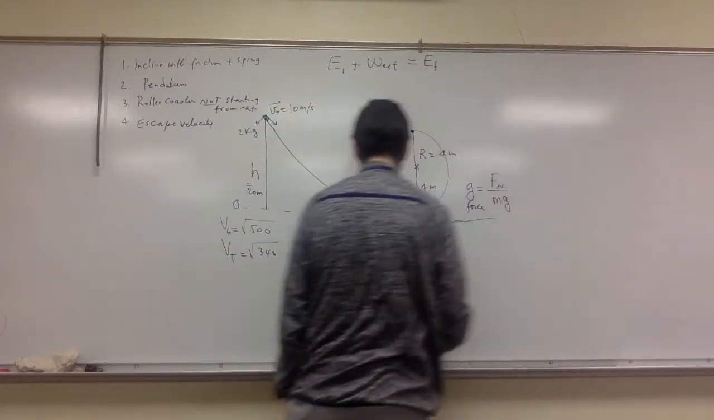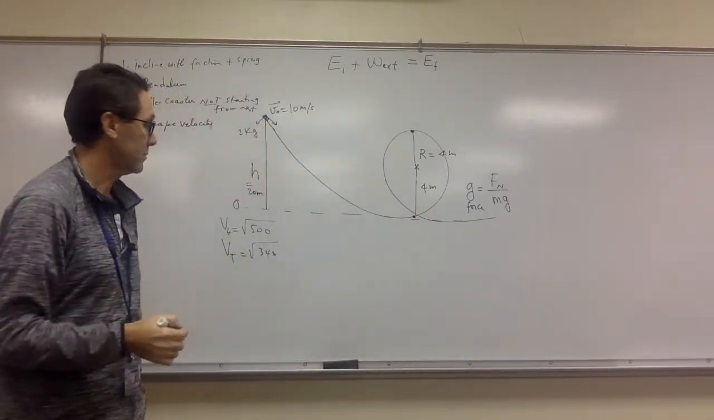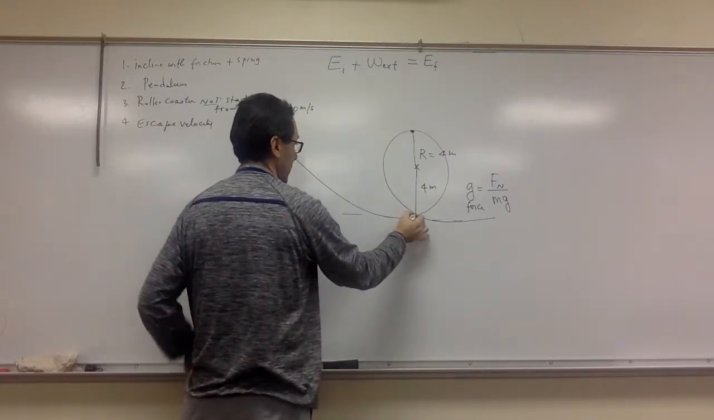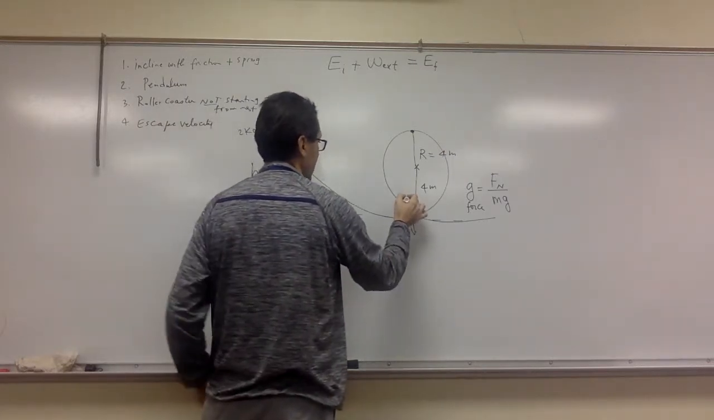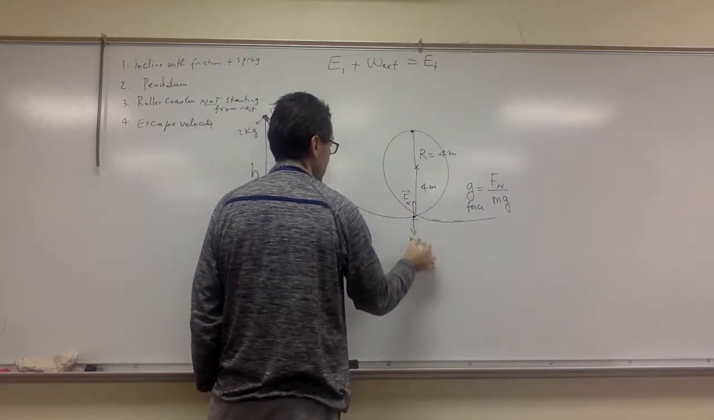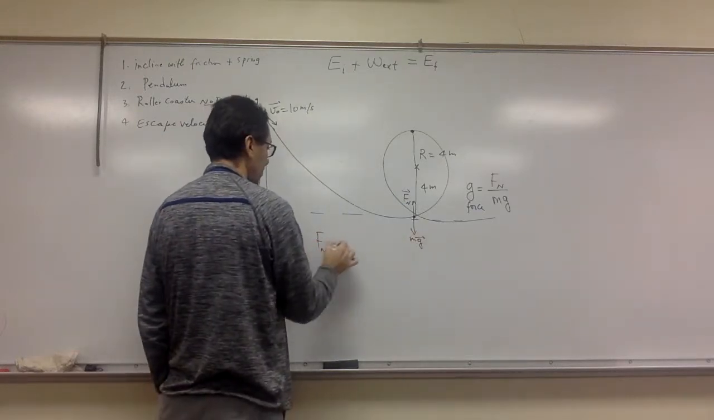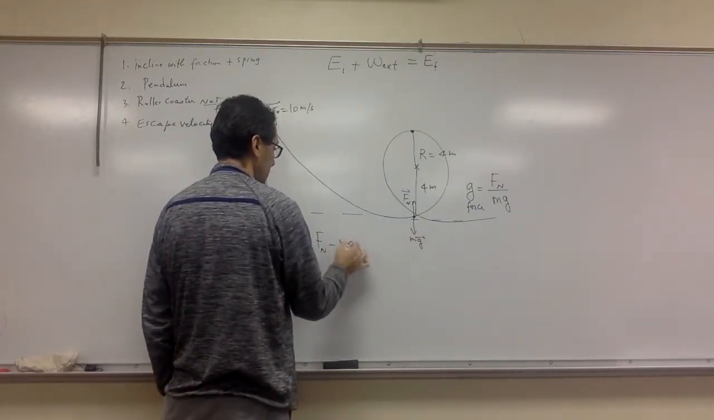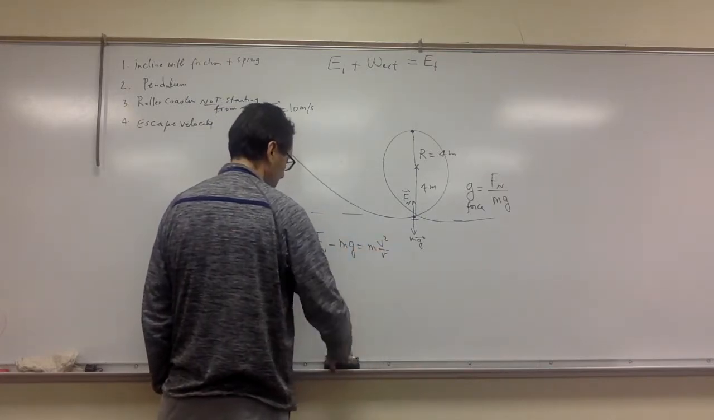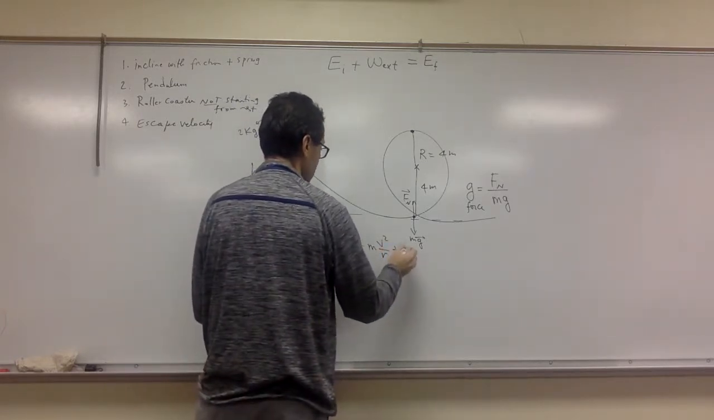Okay. So now when I'm at the bottom, I'm going to go back to the centripetal force stuff. I have the normal force going up, and I have the mg acting down. So I should write Fn minus mg is mv squared over r, which makes Fn mv squared over r plus mg.